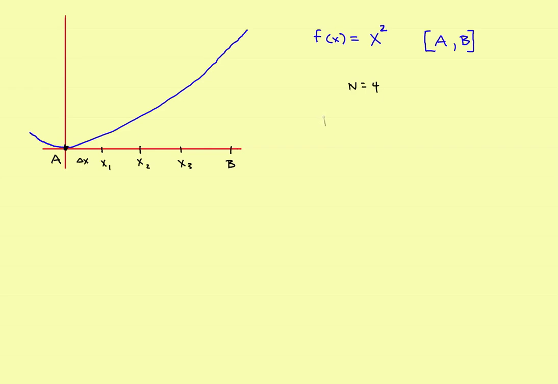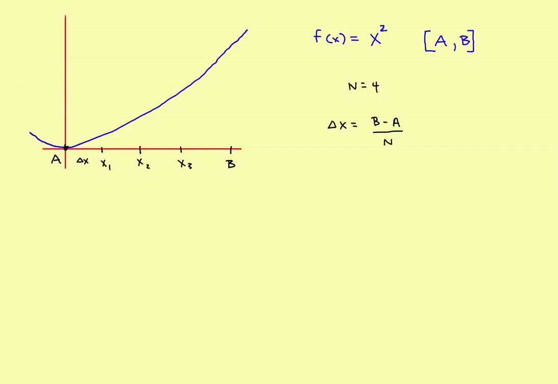Now, we've done this before, where delta x would be equal to, in the same formula that we've used in the past, b minus a, the width of the interval, divided by the number of intervals. So it would be b minus a divided by n. That will give you the width of each one of these intervals.